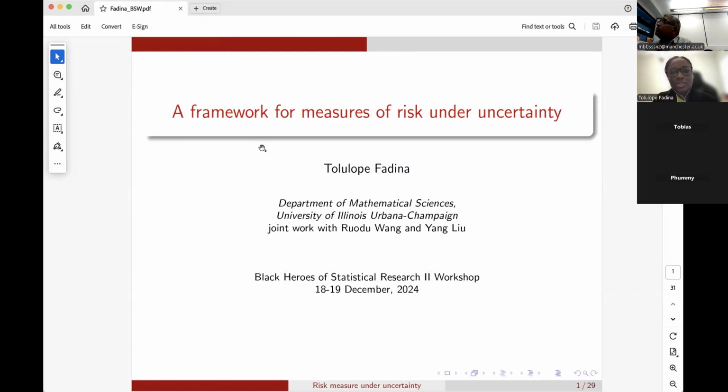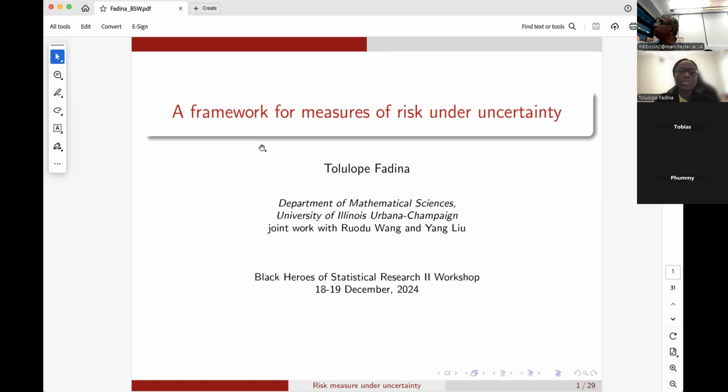So today I will talk on this project, which is a framework for measures of risk under uncertainty. And this is a joint work with two of my colleagues, Ruodu Wang at the University of Waterloo in Canada and Yang Liu at the University of Hong Kong.